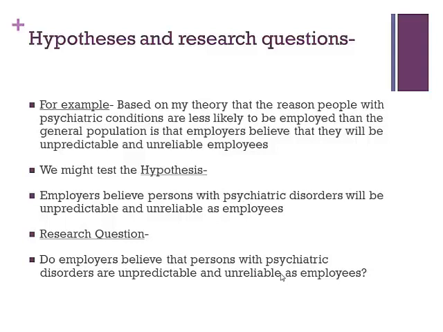Based on my theory that the reason people with psychiatric conditions are less likely to be employed than the general population is that employers believe they will be unpredictable and unreliable employees. So that's based on the constructs or the known information. We've put together this system of beliefs, and we want to test these ideas, test this theory. We might test this theory with the hypothesis that, so this will be a statement that we can test, employers believe persons with psychiatric disorders will be unpredictable and unreliable as employees. That's a statement that we can test that comes from the theory.